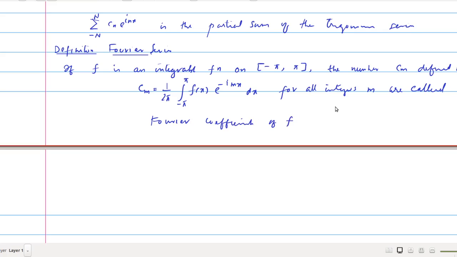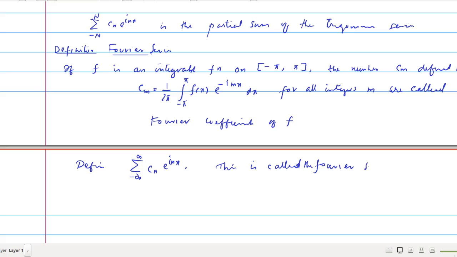of f, and using these Fourier coefficients we define a series, the summation from minus infinity to infinity of c_n e to the power i n x. This is called the Fourier series of f. So this is the definition of Fourier series.